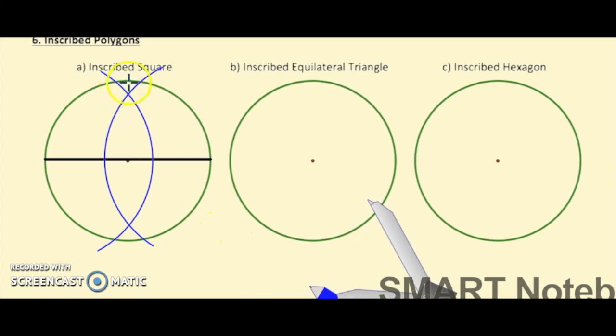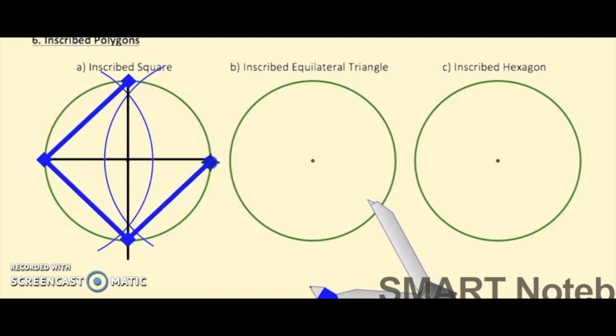I am using a straight edge to connect those. And now I'm looking at the points where that line hits the circle. And where that line hits the circle, I'm just going to connect to my original diameter's endpoints. And that's going to create a square. There we go, a square inscribed in a circle.